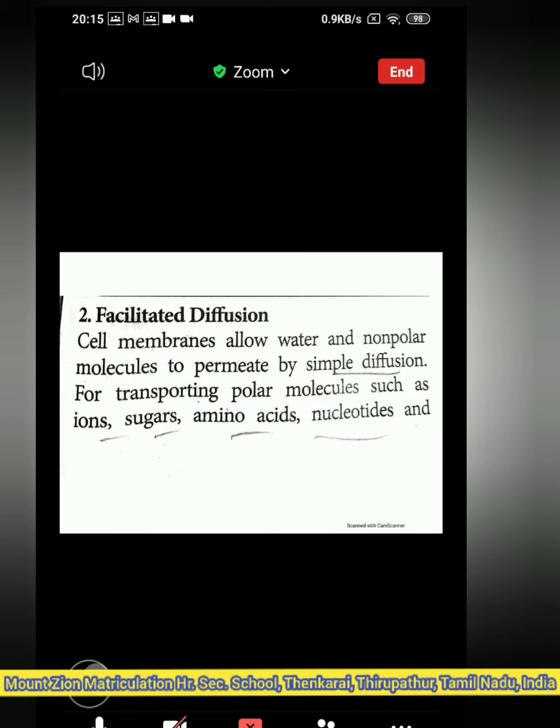In this video, we are going to see about facilitated diffusion. This is one of the topics that comes under cell to cell transport. Here we are going to talk about the cell membrane that allows water or any kind of molecule to permeate by simple diffusion.